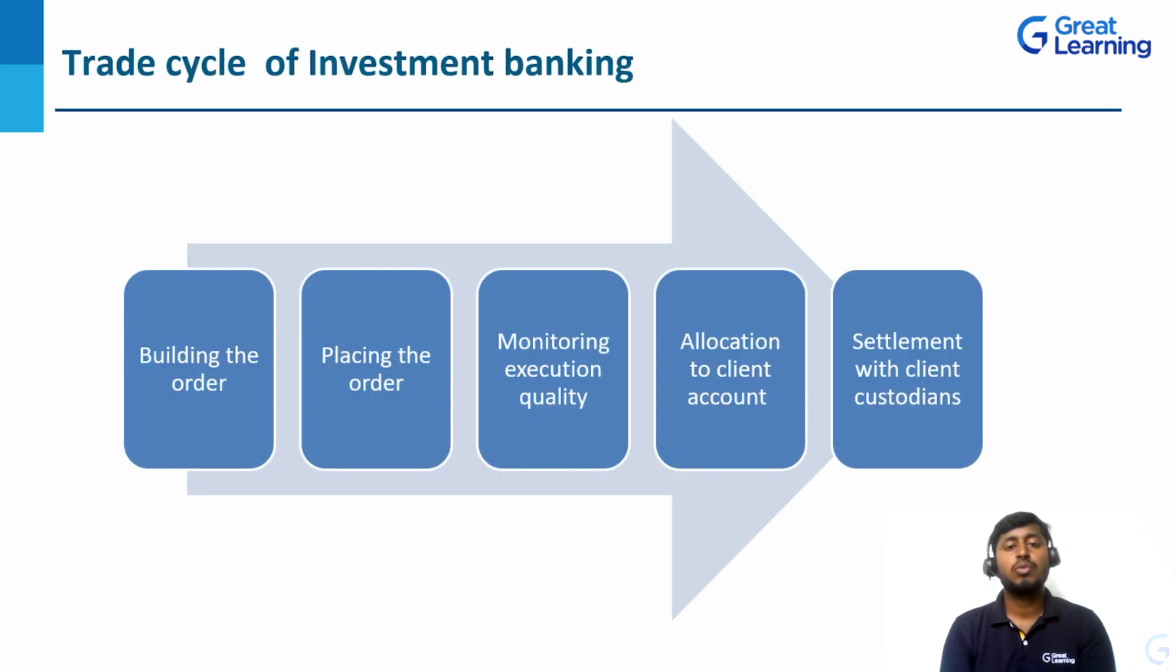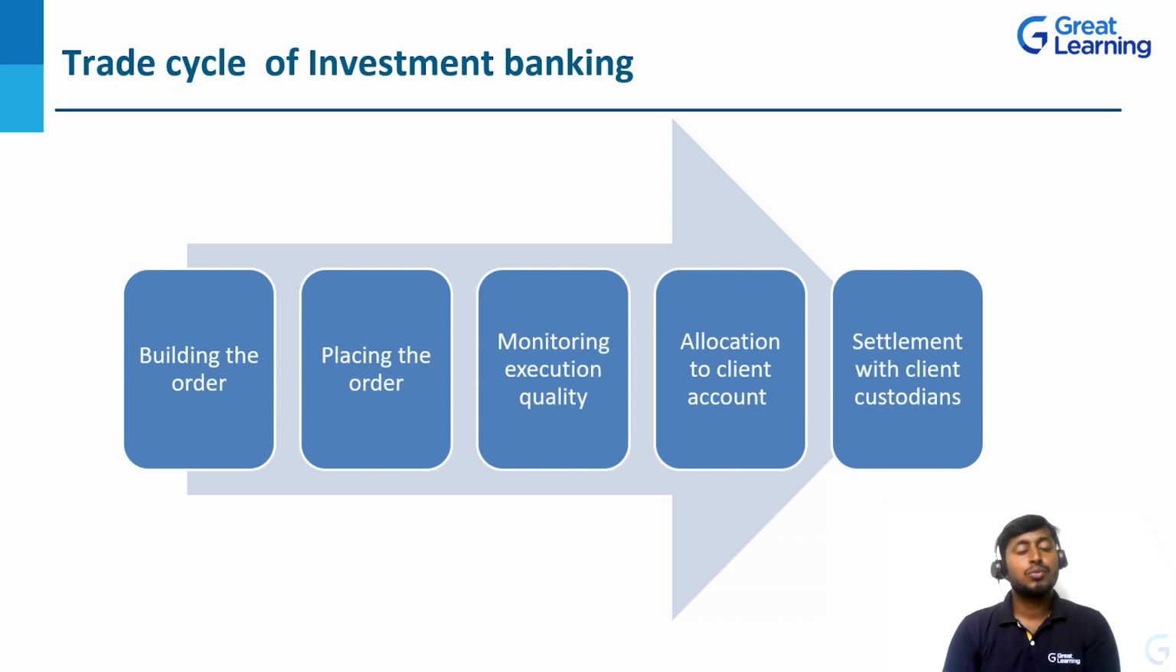Trade cycle of investment banking. What is the step-by-step process of the trade cycle they follow in investment banking? That we will see now. This is the standard flow in all investment banking: first, building the order; placing the order; monitoring execution quality; allocation to the client account; and settlement with client custodians. So these are the five standard steps involved in investment banking.